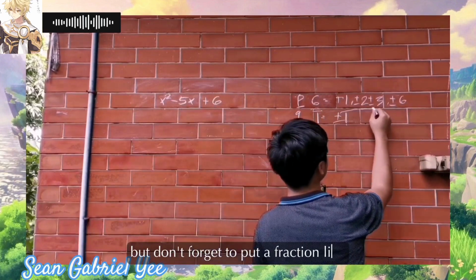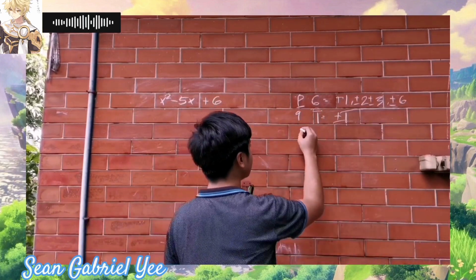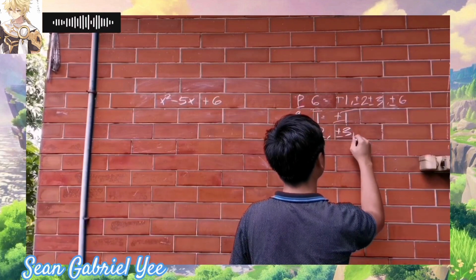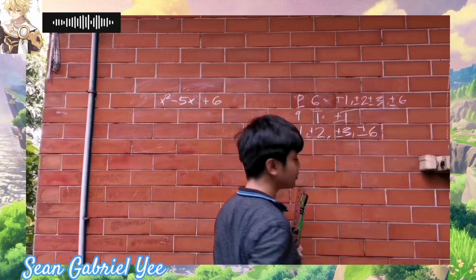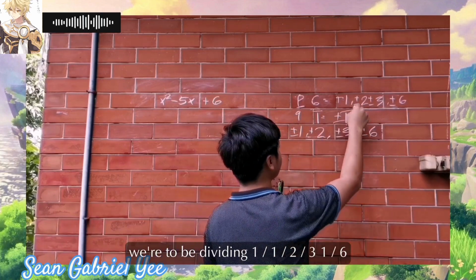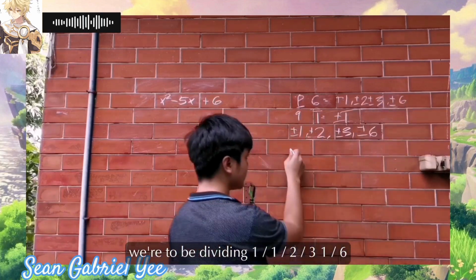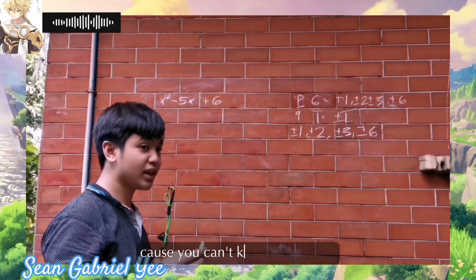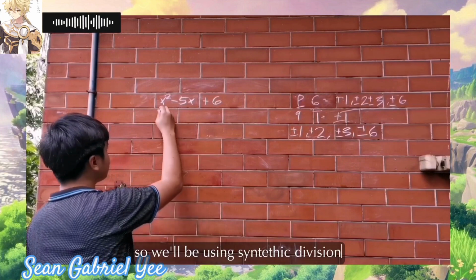Now we're going to be dividing it. Oh, don't forget to put a fraction line. We're going to be dividing 1 divided by 1, 1 divided by 2, 1 divided by 3, 1 divided by 6. There you go. Always add the positive and negative when you're looking for possible zeros, because you can't know which one. So we'll be using synthetic division.